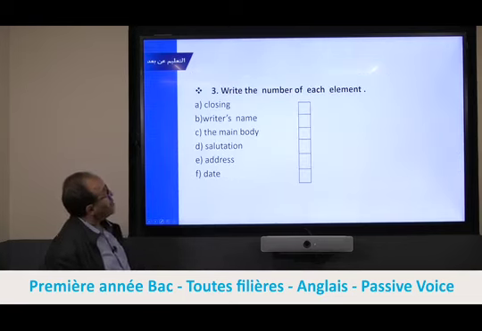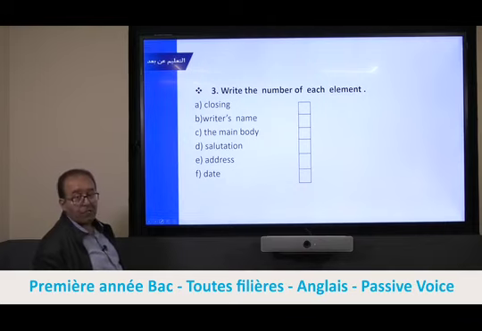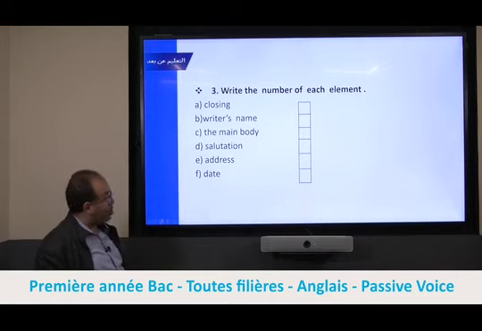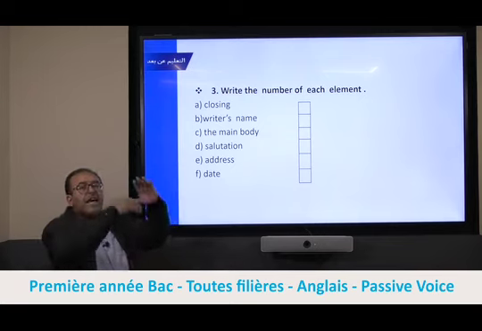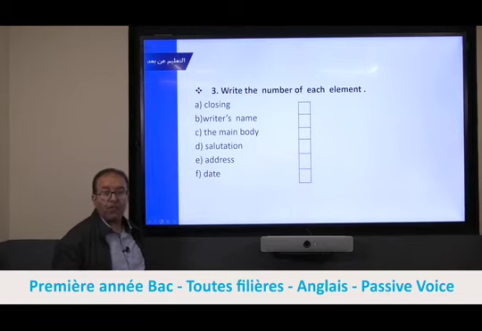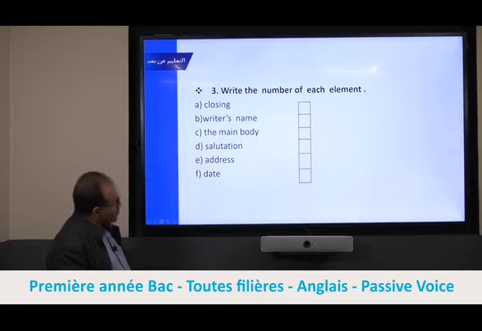Let's move. So here you have to write the number of each element. Let me go back: closing, writer's name, the main body, salutation, address, date. Now these are very important. This is the layout, the format of a formal letter.